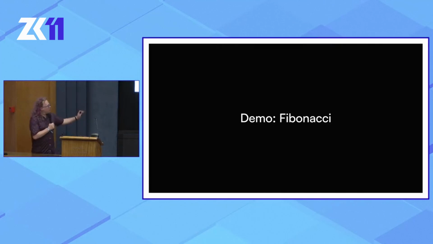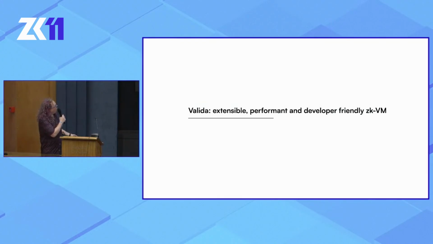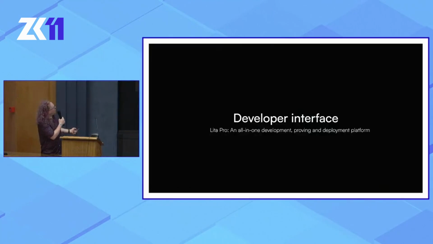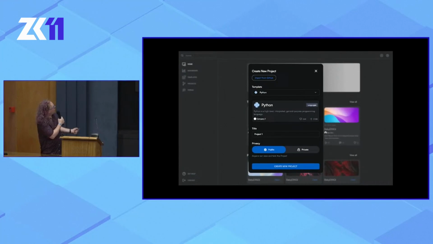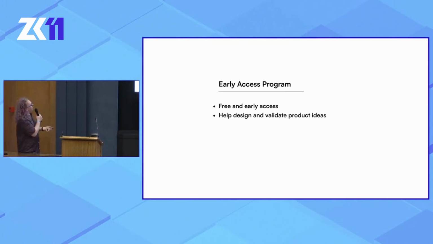Finally, and this is what I'm going to say a little bit more about in my Accelerate talk tomorrow, here's some numbers from running a basic Fibonacci program. And we see that we end up 933 times faster than RISC-0 running on the same program. So that's pretty good. Finally, click through. Here's an idea of what the developer interface might look like. I don't really have time to say more about that.